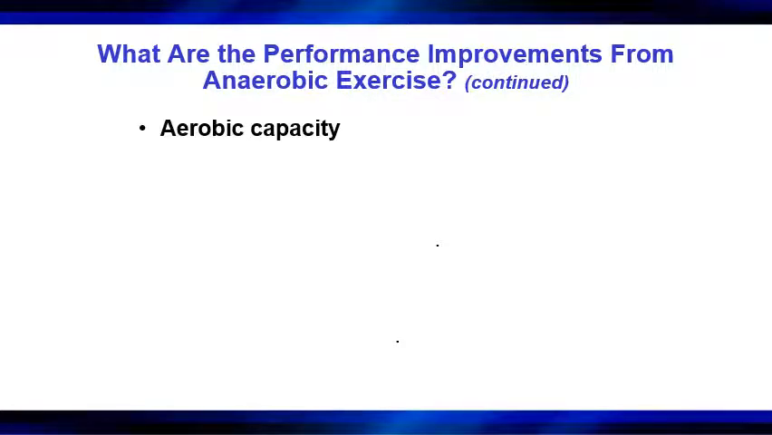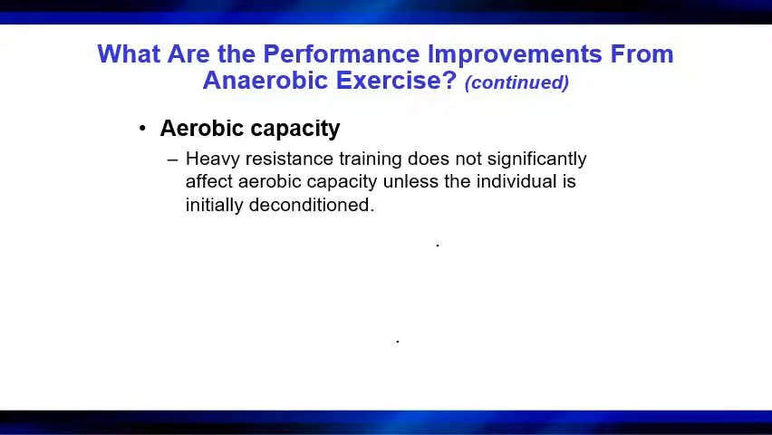Now, obviously, aerobic capacity. If we're doing anaerobic exercise, where we can't use oxygen to supply the energy for the system, you're not going to see a lot of big changes. Heavy resistance training doesn't significantly affect aerobic capacity unless the individual is initially deconditioned. In relatively untrained people who just do resistance training, they can actually improve their VO2 max, or their ability to uptake and use oxygen, as a result of resistance training.